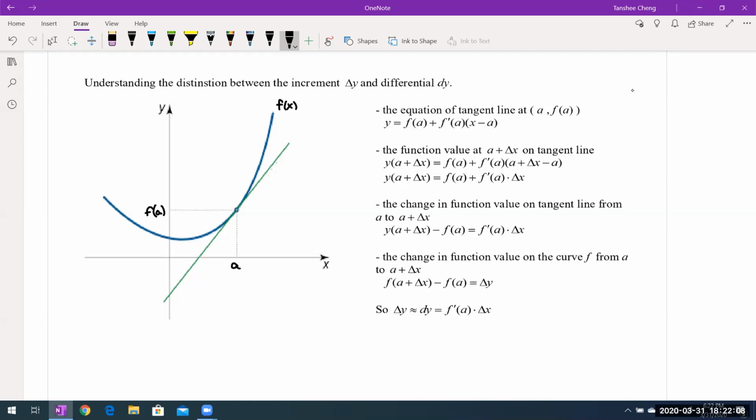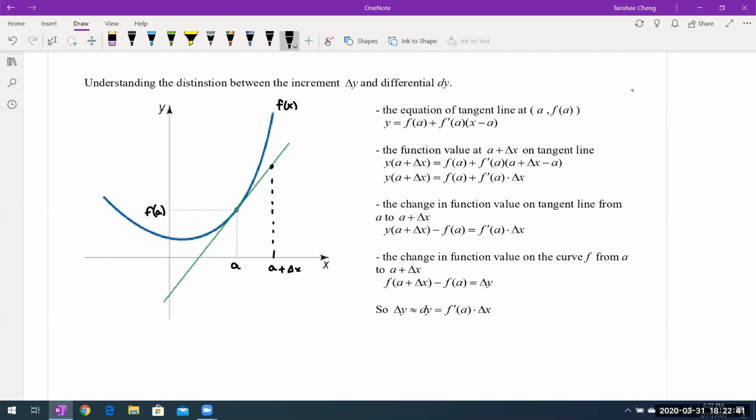And now what we want to find out is this, right? And this is the part that I mentioned earlier, how the approximation is working. So now I want to find the function value at A plus delta x on the tangent line. So let's call this point right here, right? And this is my A plus delta x.